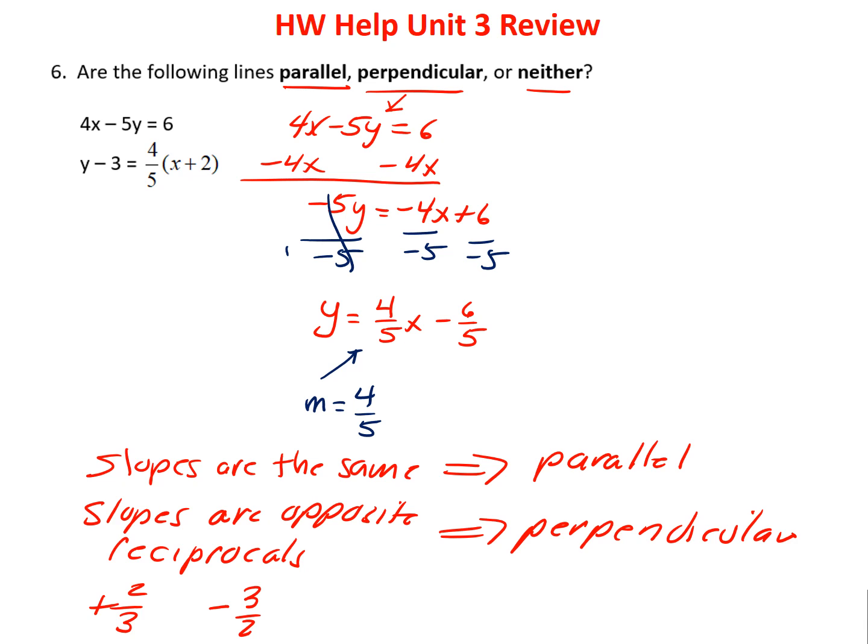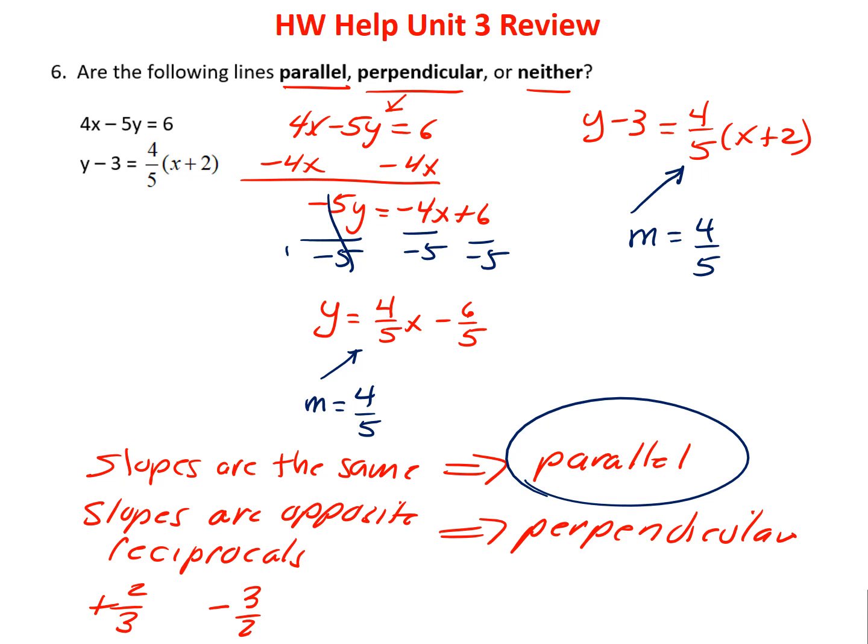All right? Now let's go to the next one. We have y minus 3 equals 4/5 times x plus 2. This is in the point-slope form, so we can immediately see, here's our slope right here. So the slope is 4/5. Notice they're the same, so our answer is parallel. These two lines have the same slope, so that means they are parallel lines.